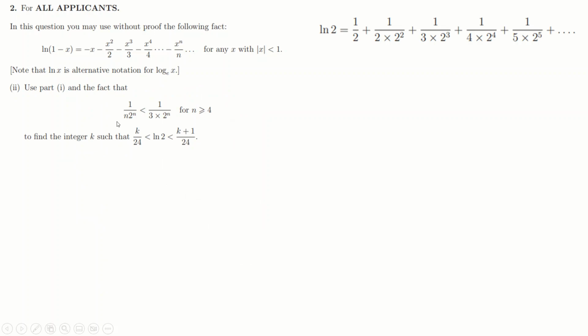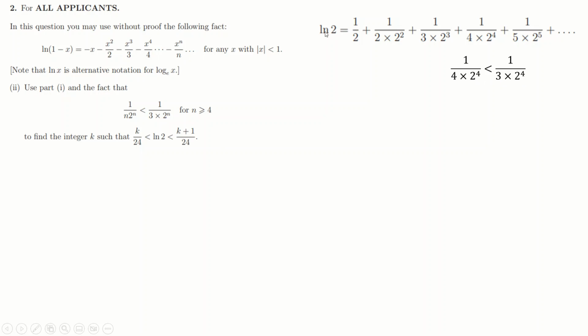And now we have this fact, which they've told us, which seems really cool, but is actually not very interesting at all. All it's saying is, when n is bigger or equal to 4, this fraction is less than this one, which is obvious because all you're doing is dividing by a bigger number than you were before. So if you change this to a 5, this fraction is smaller, a 6, this fraction is smaller, just because you're dividing by a bigger number and everything else is the same. Now, how is this going to be helpful to us?